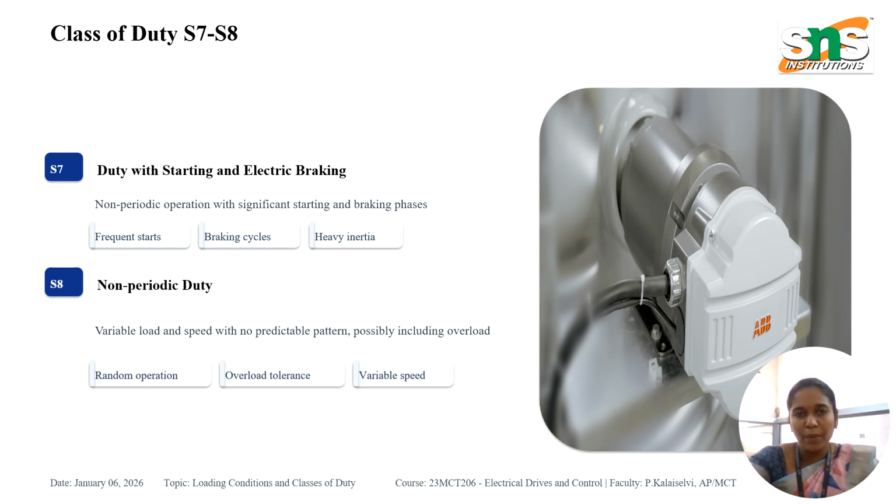The final one is non-periodic duty. This non-periodic duty is the most complex compared to the other seven. Here there is variable load, variable speed, possible overload, and no predictable cycles. Modern automated industrial drives are of this type of duty cycle.